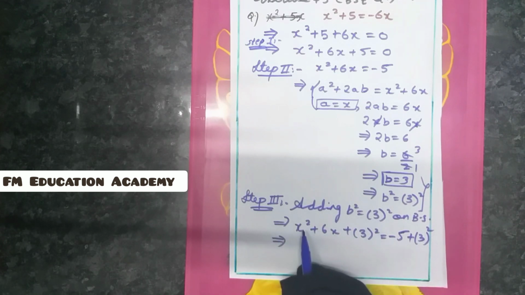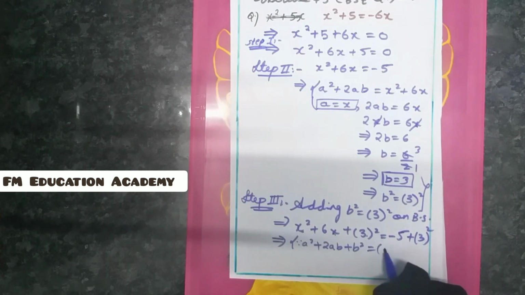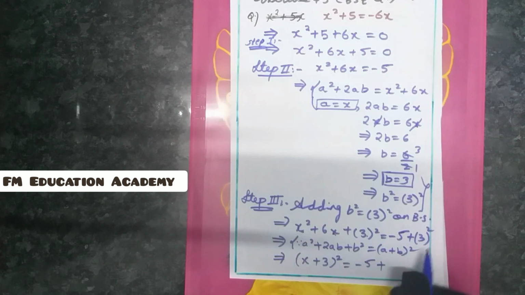Now observe, this is the full algebraic identity a square plus 2ab plus b square. Compare it. a square plus 2ab plus b square is a plus b whole square. So x plus 3 whole square is equal to minus 5 as it is, plus 3 3s are 9. So x plus 3 whole square is equal to 9 minus 5, which is 4.